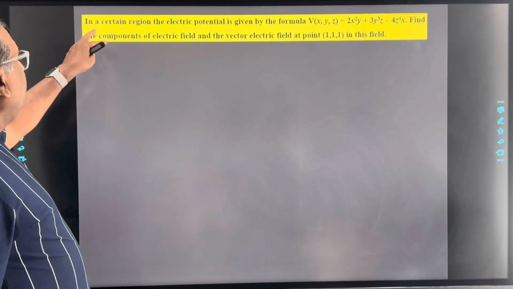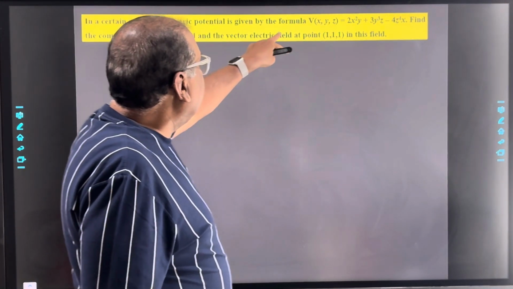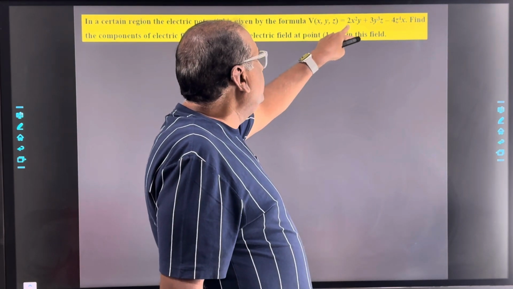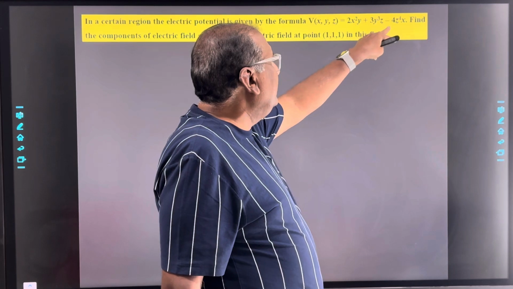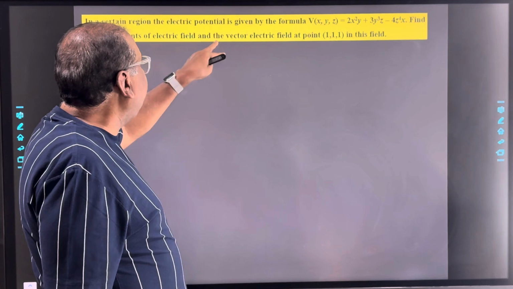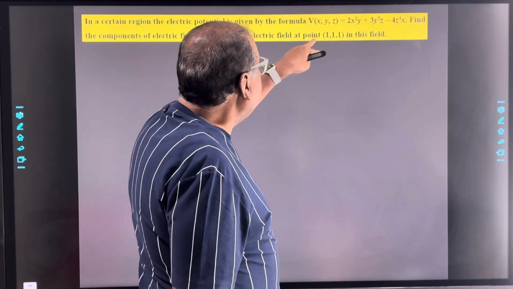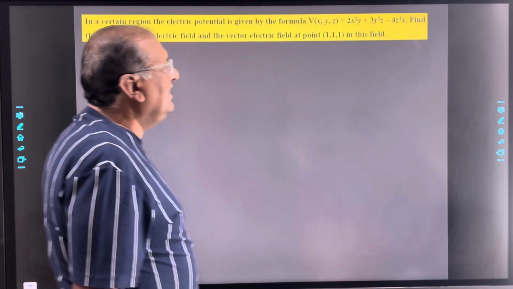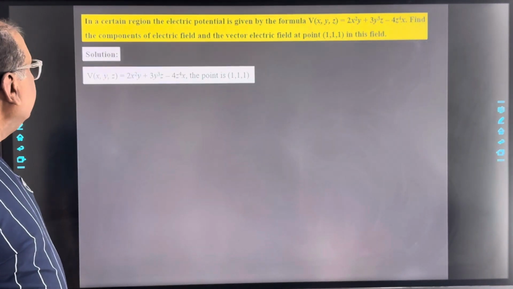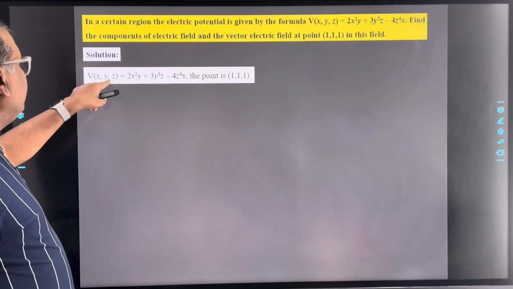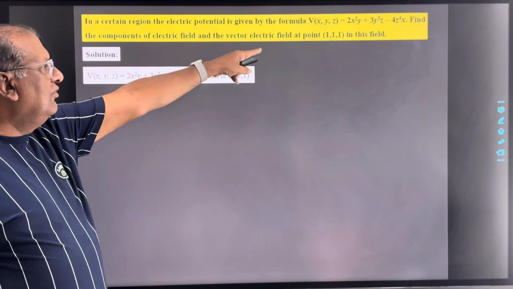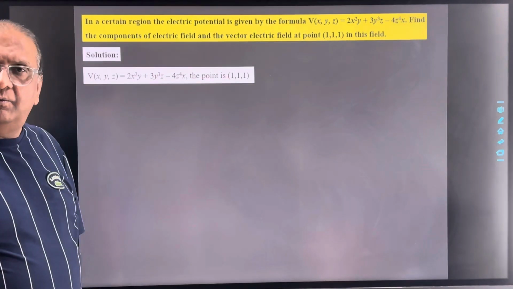See, in a certain region, the electric potential is given by the formula V, a function of x, y, z, equal to 2x squared y plus 3y cubed z minus 4z⁴x. Find the components of the electric field and the vector electric field at point (1, 1, 1) in this particular field. So V is a function of x, y, z and is given to you, and the point where you want to find the field is (1, 1, 1).